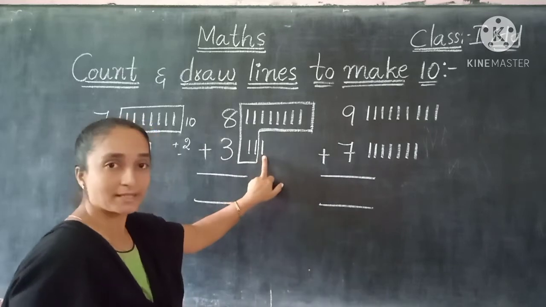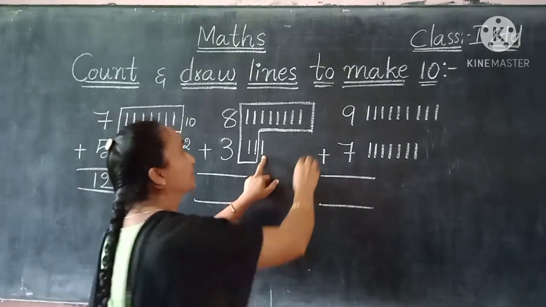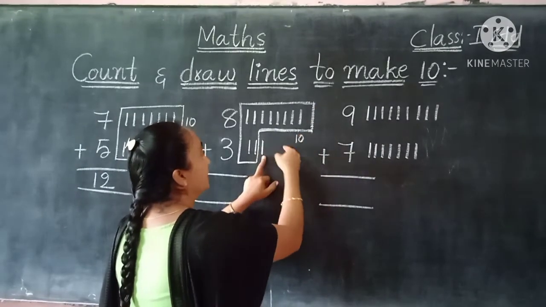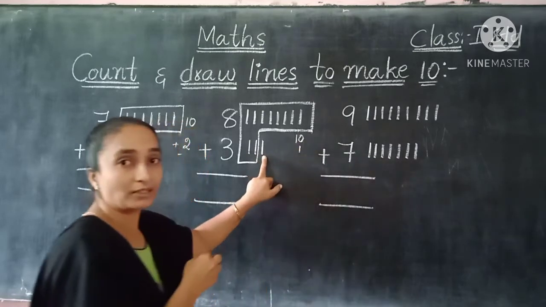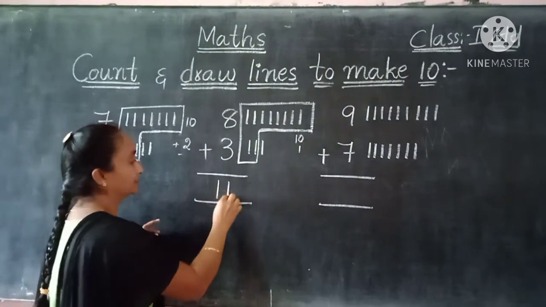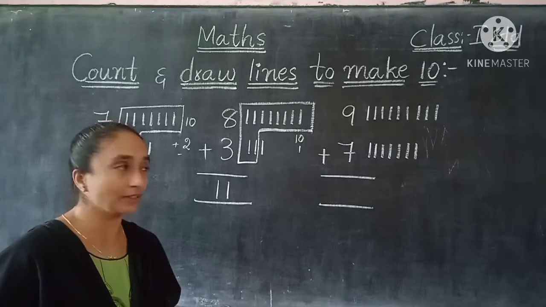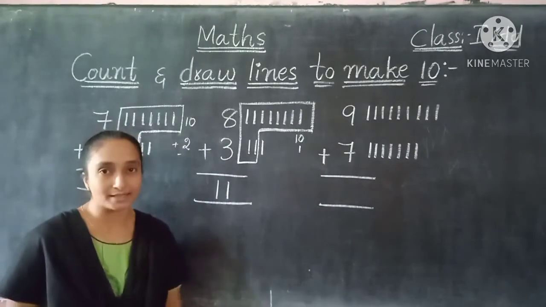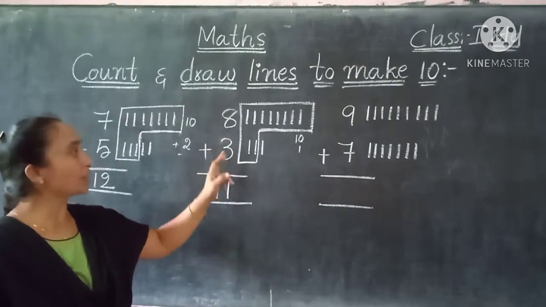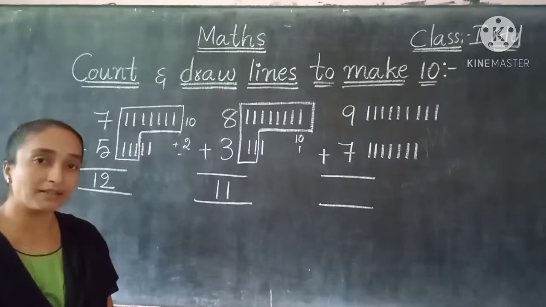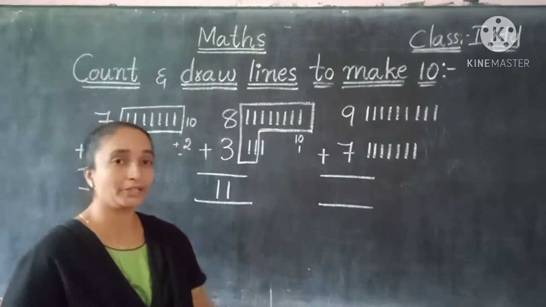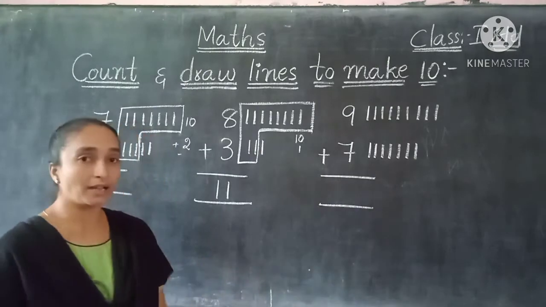So remaining how much is there? Yes, only 1. So here this is the 10 and here we have a 1. So 10 plus 1, 11. 10 plus 1, 11. So here we got the answer very easy. So 8, after 9, 10, 11. Simple answer. So with the help of making a 10, here we can do it, children, the answer.